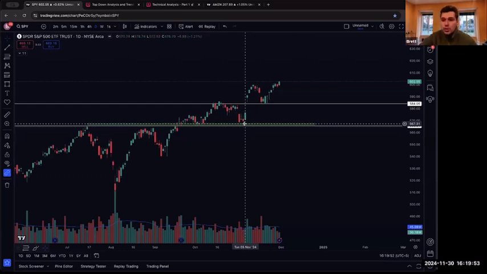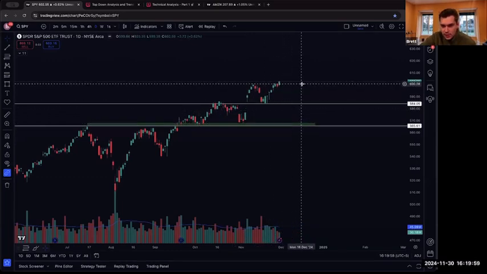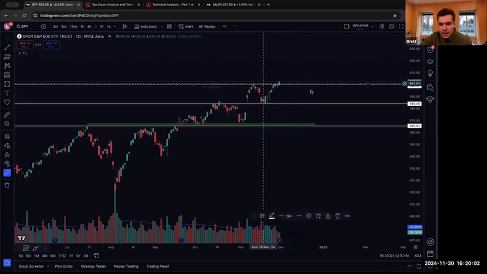Remember, you don't want too many zones. You want to keep it as zone free as possible. But in this case, we have to have that, so we're going to include it. And then obviously over here, you have 600, right? You have 600 as a previous high.